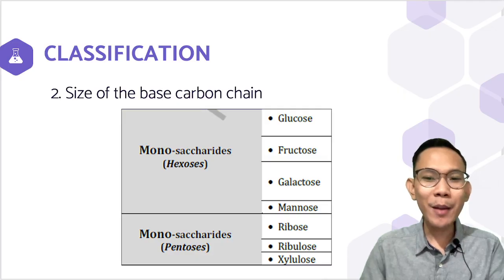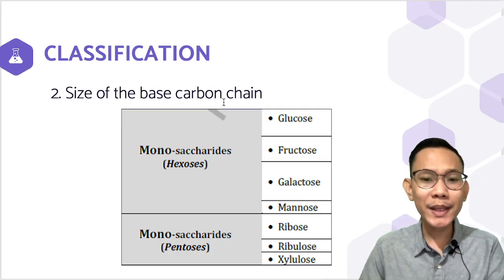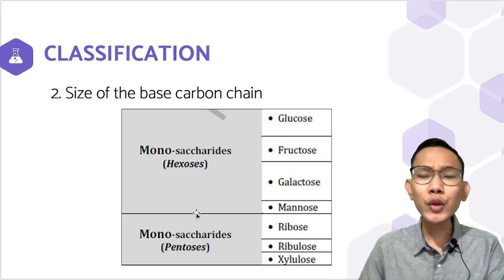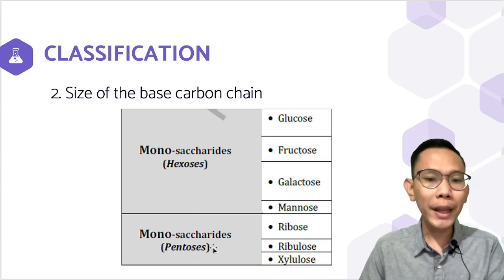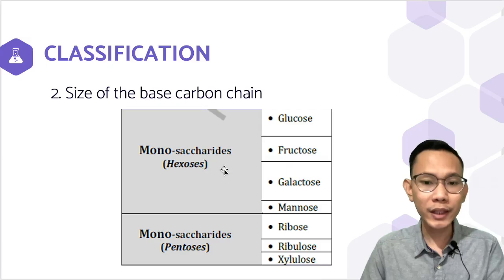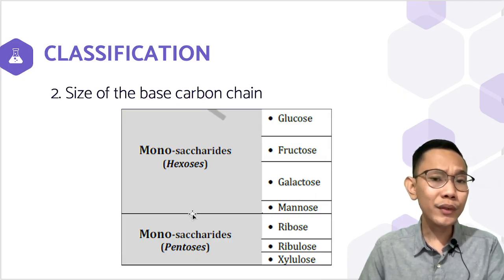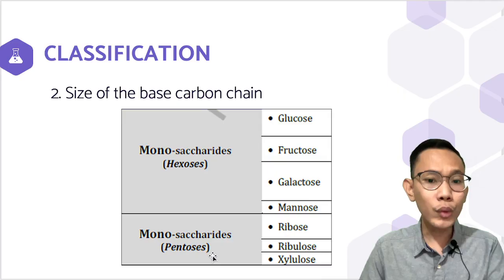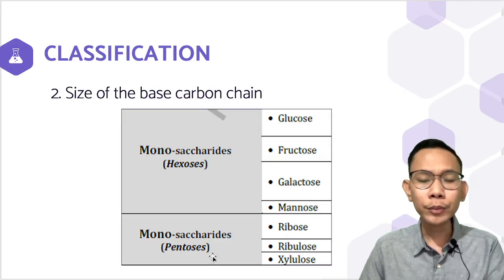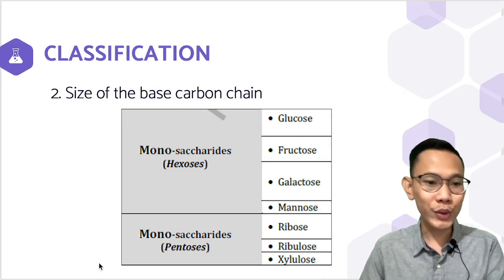Next, here is an example of the size of the base carbon chain. There are monosaccharides that are hexoses. There are also monosaccharides that are pentoses. Examples of monosaccharides that are hexoses are glucose, fructose, galactose, and mannose. Examples of monosaccharides that are pentoses, or have a 5-carbon base chain, are ribose, ribulose, and xylose.